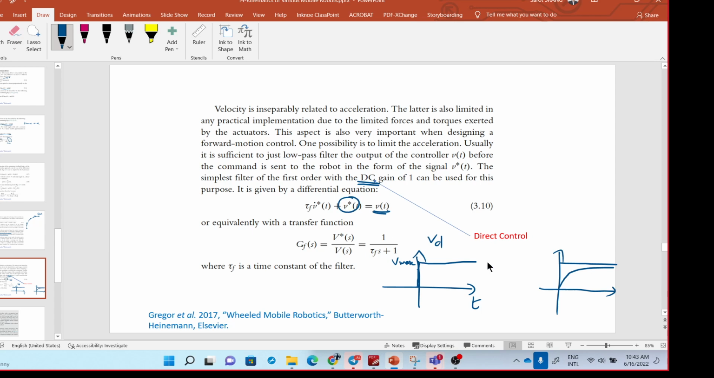V star is the filtered velocity like this. So this one is V star, and this blue one is V. Then we combine all the ideas above to have a good control of the robot.